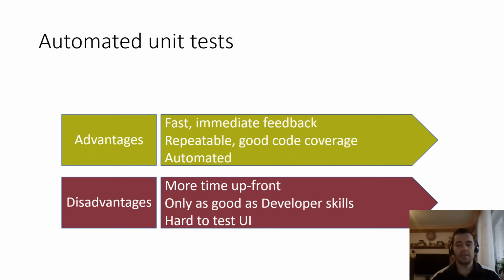The automated unit tests, which are written by developers, are fast, they give us immediate feedback, they are repeatable, and they have good code coverage. And the most important thing, they are fully automated. The disadvantages: they take more time upfront, and the quality is only as good as the developer who writes them. And yeah, they are hard to use to test the UI.